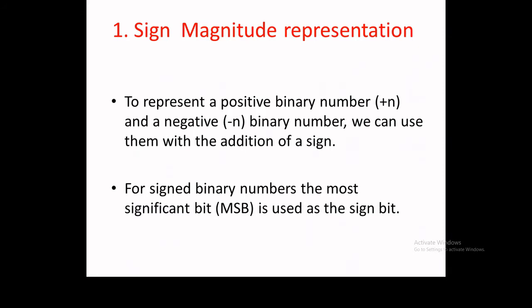So the first type is sign magnitude representation. How will we represent our sign numbers in sign magnitude representation? Sign numbers means we have to represent both the positive binary number and the negative binary number. To represent a positive binary number, that is plus n for example, and a negative number is minus n, we use the addition of a sign, like in decimal we represent minus n, plus n. For sign binary numbers in this sign magnitude representation, the MSB is used as the sign bit.